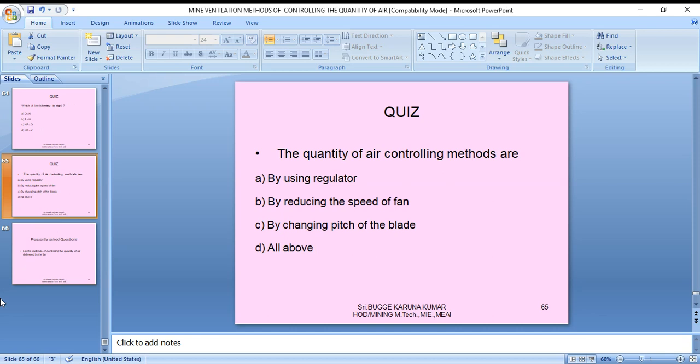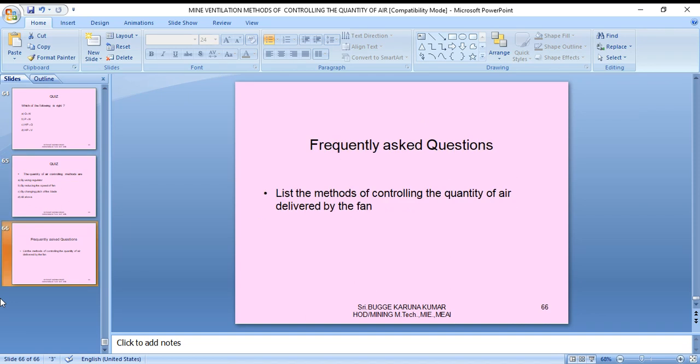Now, last but one. What are the quantity of air controlling methods? By using a regulator, by reducing the speed of the fan, by changing the pitch of the blades. Which one is correct? All three conditions are suitable. By these three methods you can control the air quantity. I hope you understand all the quiz items also.